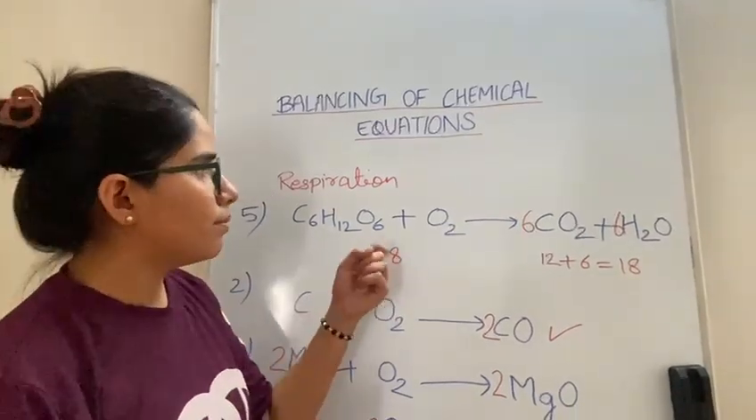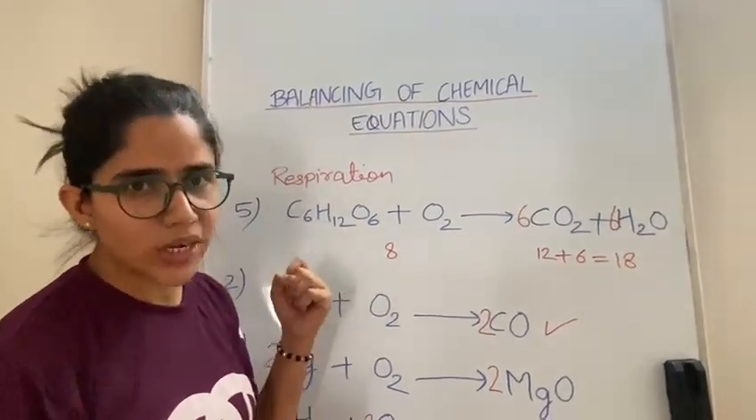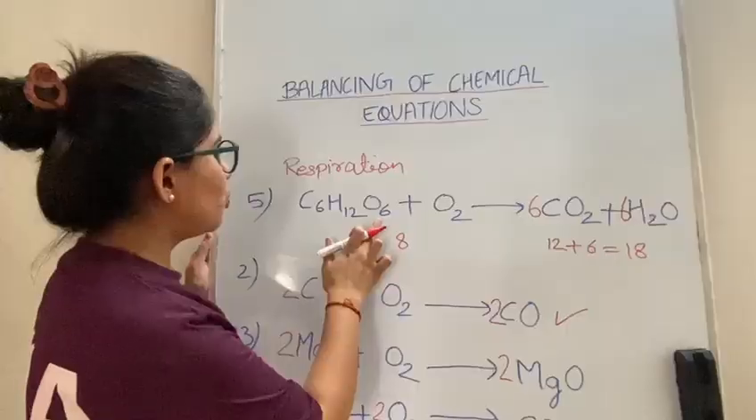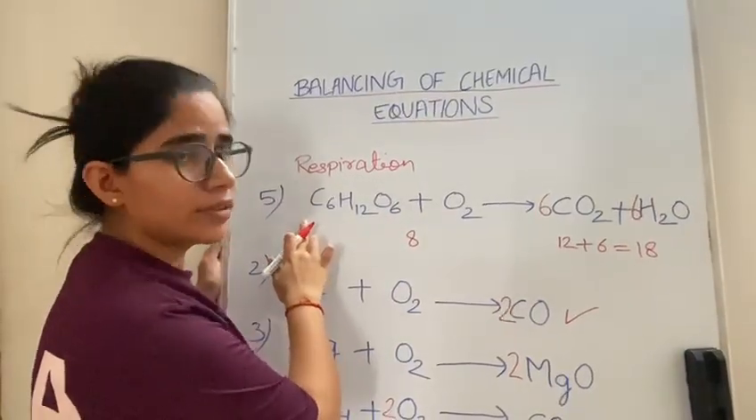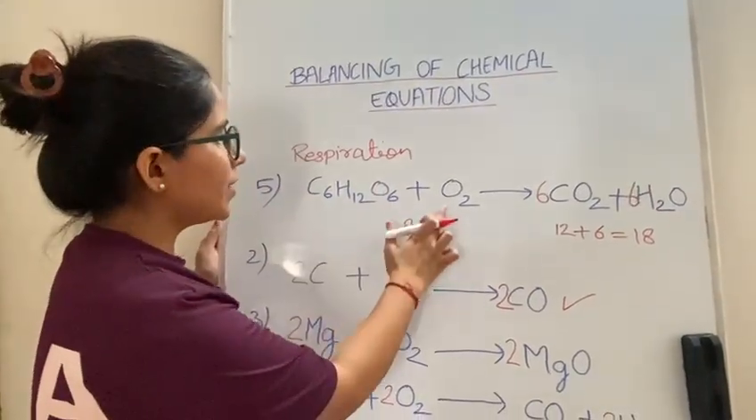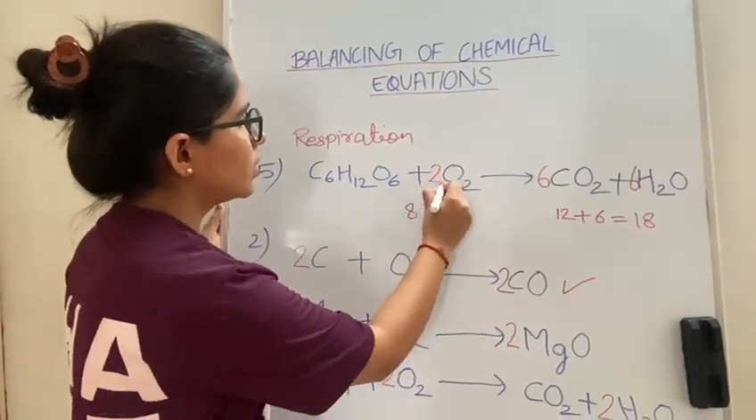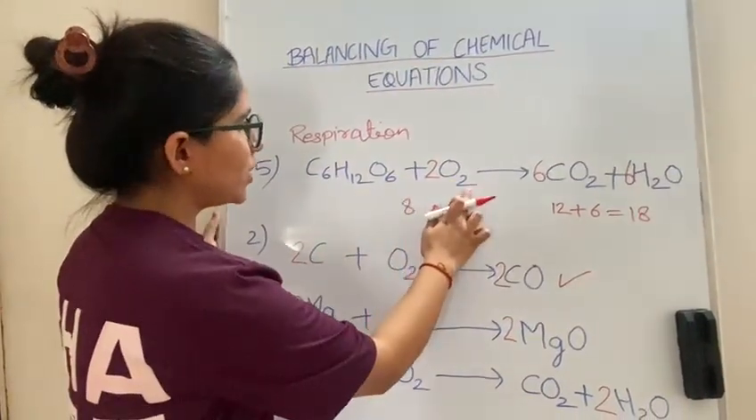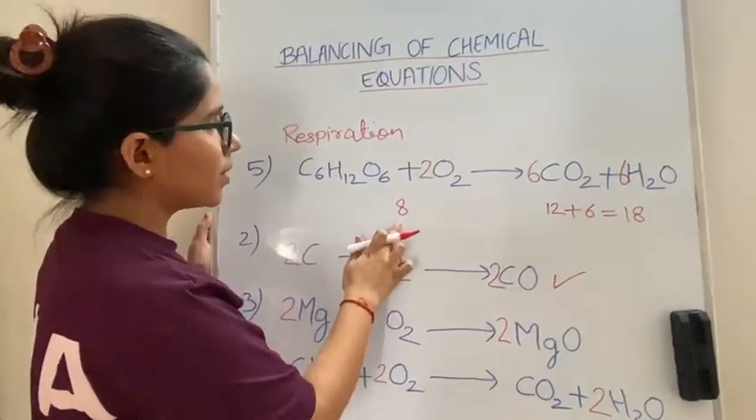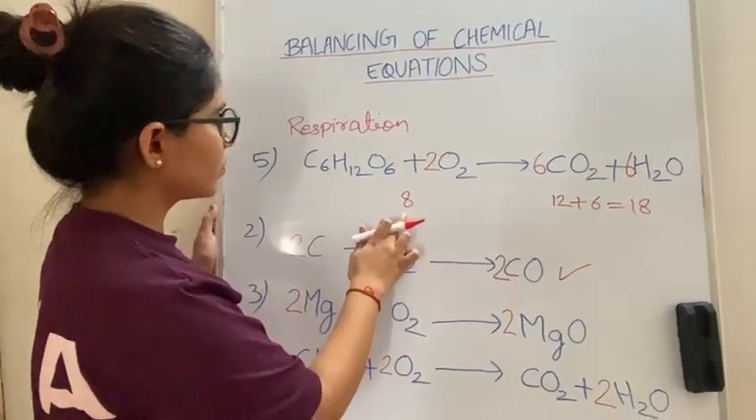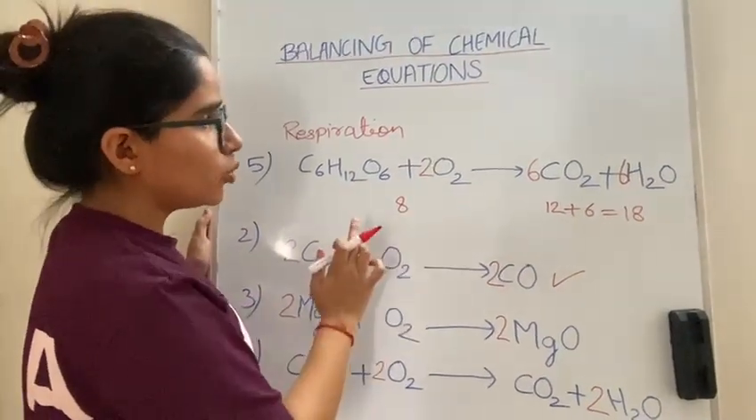So how can we make them equal? Here I can proceed by hit and trial method. To put any number here, it will be quite more complex. So I will begin it from here only. If I put 2 here, 2 into 2 is 4. Still it doesn't become 8. But I need to make it 18.